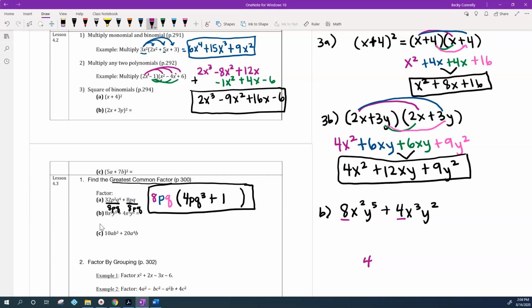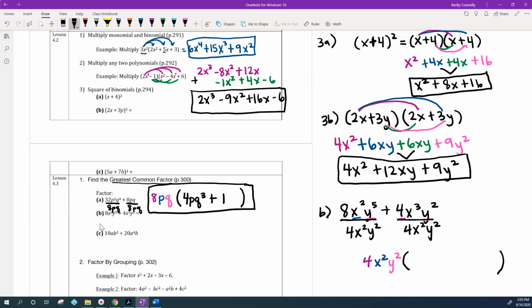All right, and then I look at my x's. So x squared and x cubed, I want the smaller amount of it, so x squared will be part of my greatest common factor. And then I look at my y's. y to the 5th and y squared. y squared is the smaller one, so that's the one I want. And when I divide that out, I'll put the rest of it in leftovers. So remember, I'm dividing both of these terms by the greatest common factor, which is 4x squared y squared. All right, so that's really what I'm doing here.